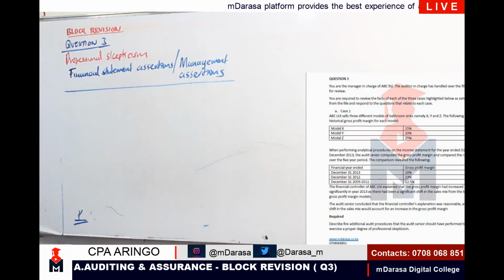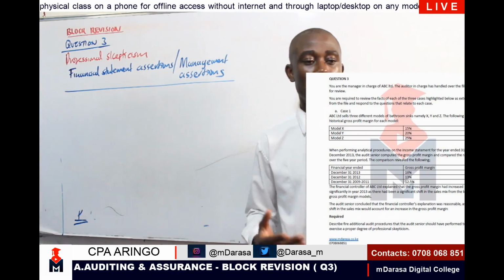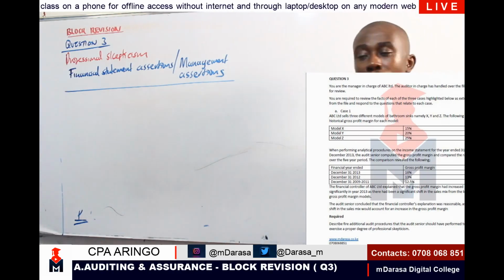I'm giving you some of the assertions, right? So assertions basically are representations of the directors that are embodied in the financial statements. You're looking at them as explicit or implicit claims that management is making regarding information contained in the financial statements. They are giving us claims regarding what is contained in the financial statements.